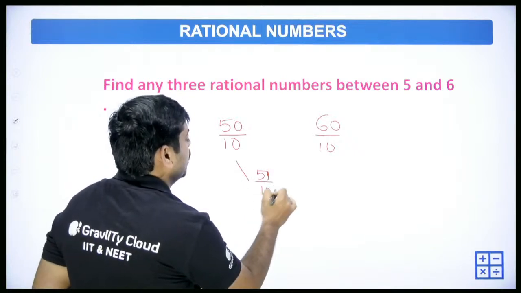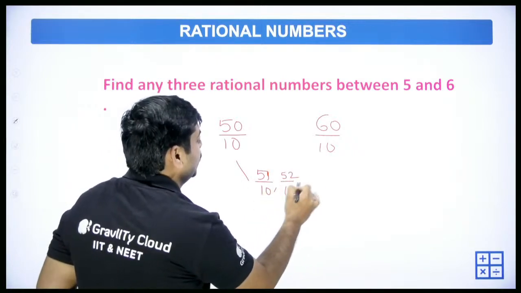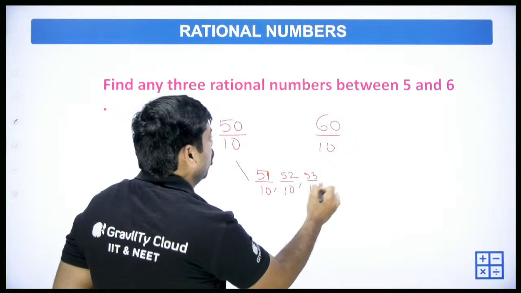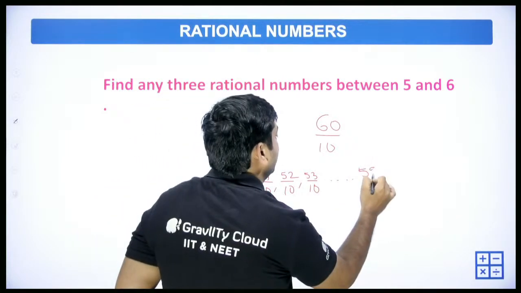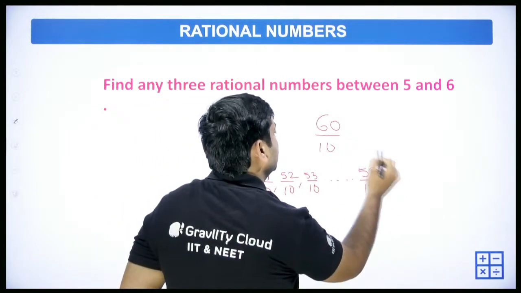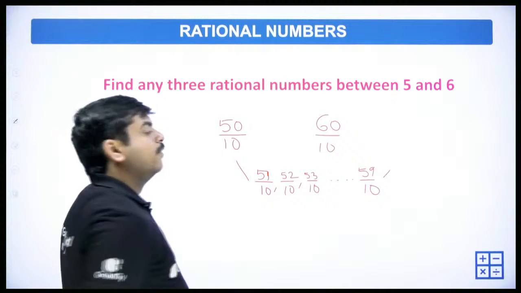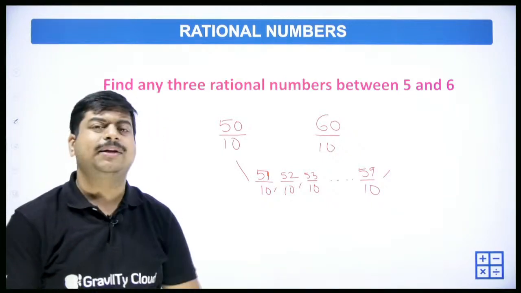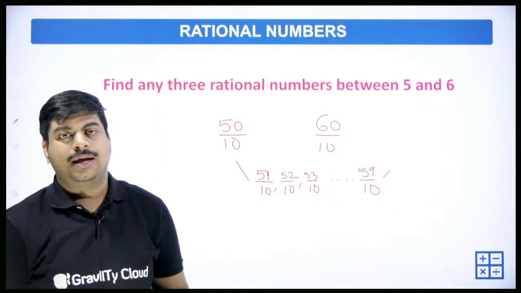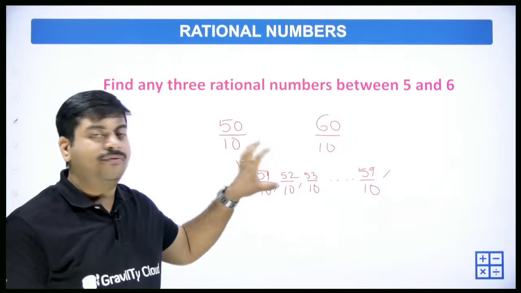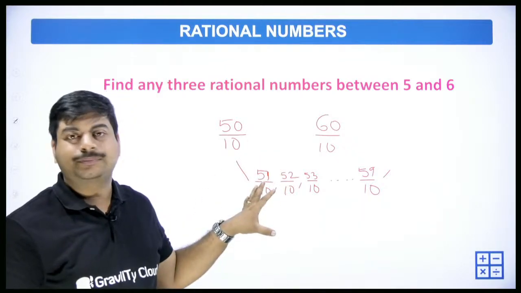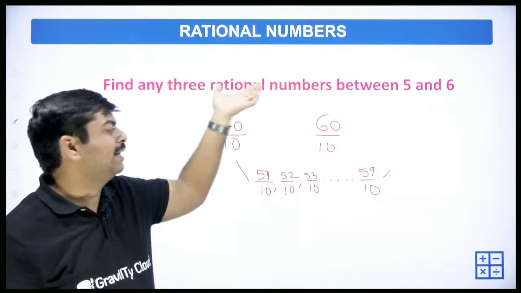51 by 10, 52 by 10, 53 by 10, so on till 59 by 10. All these numbers are the numbers between 50 by 10 and 60 by 10, or simply 5 and 6. These are the numbers between 5 and 6, correct? And you can take any three numbers from there.